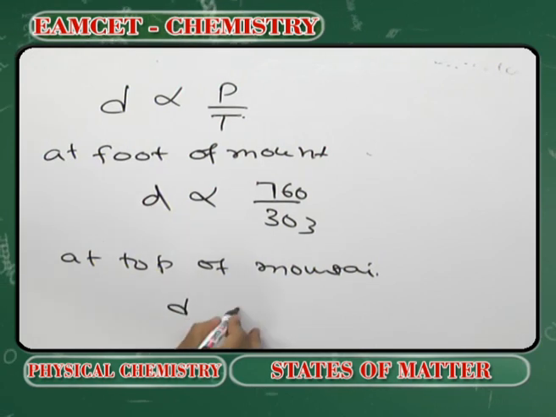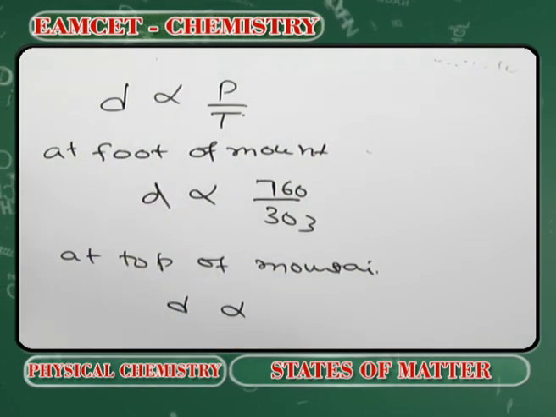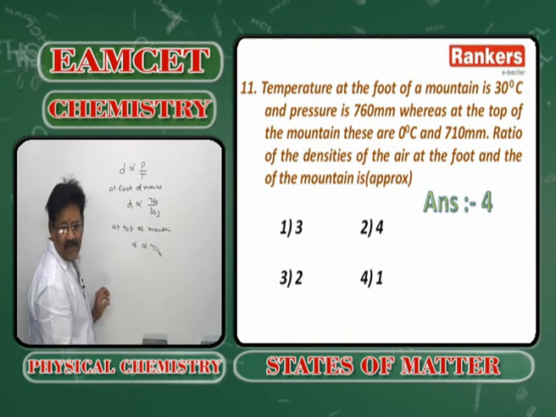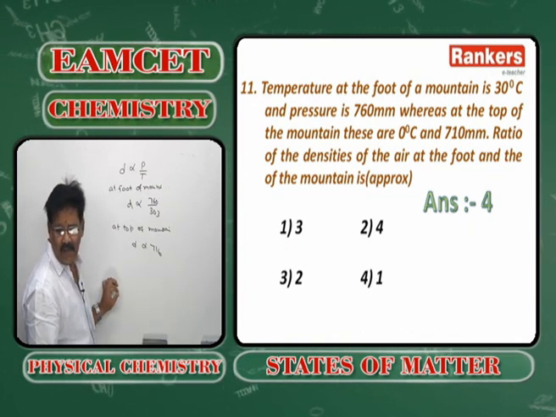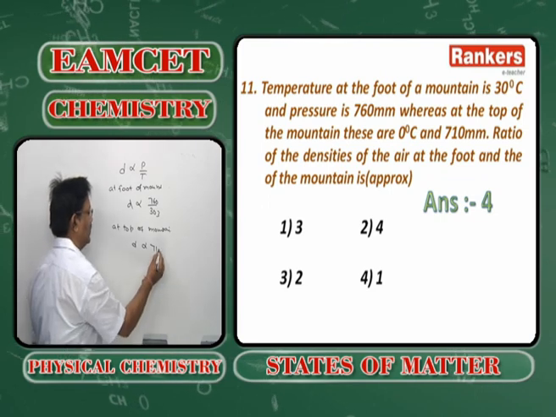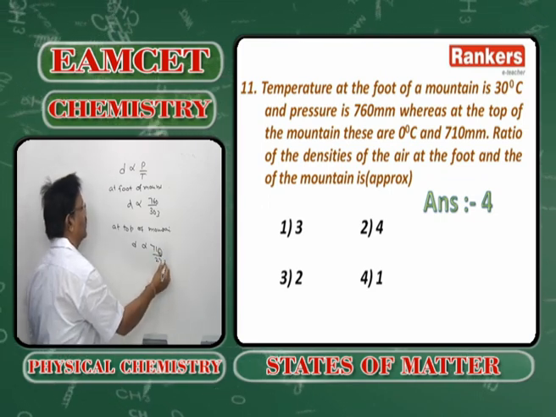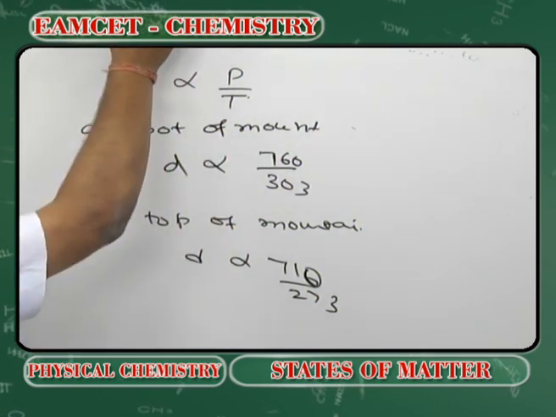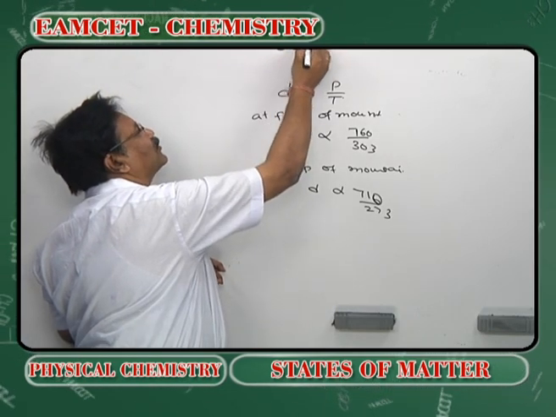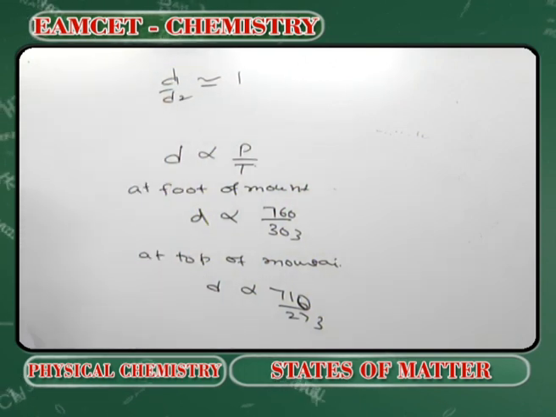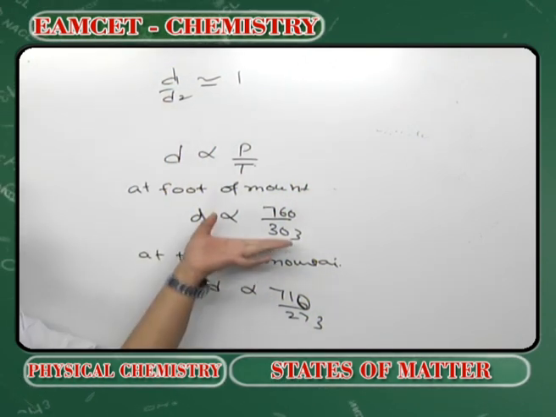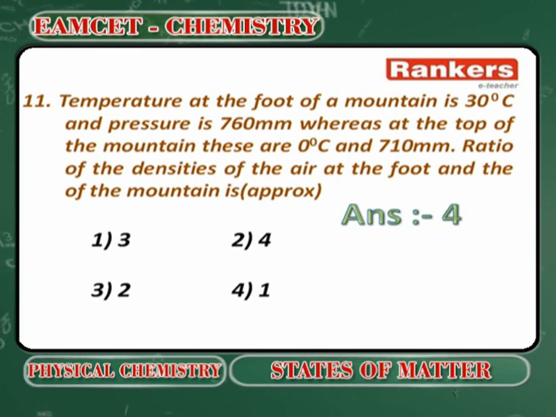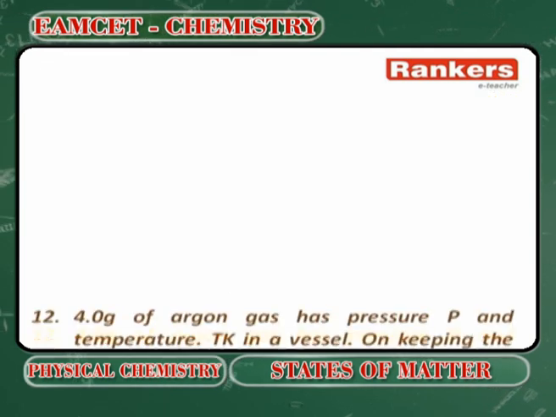At the top of the mountain, what are the values? D is proportional to 710 by, what is the temperature at the top of the mountain? 273. 710 by 273. So mathematically D1 by D2 will be approximately equal to 1. This is D1, this is D2. So the ratio D1 by D2 will be approximately equal to 1. Option 4 is the answer. Next question.